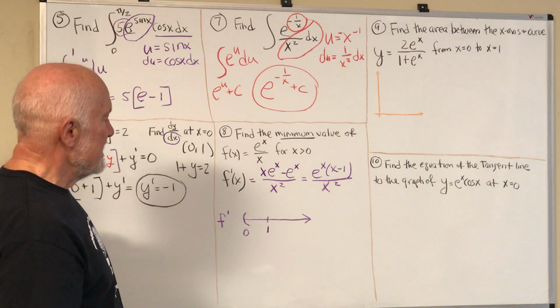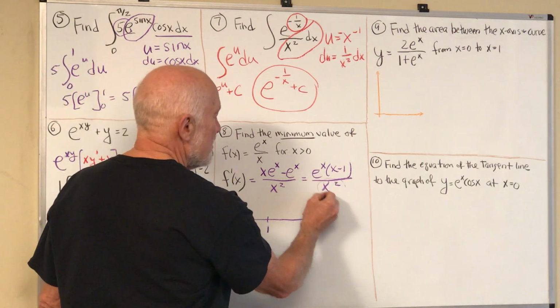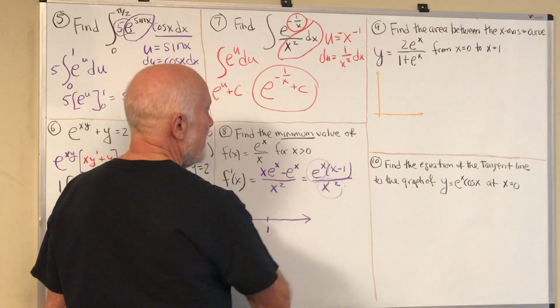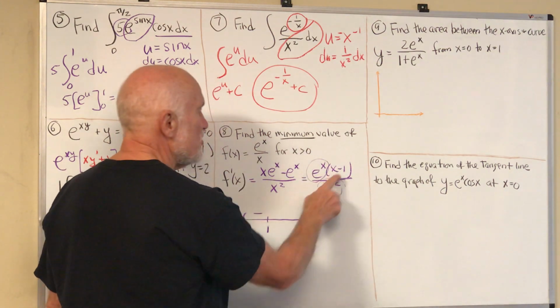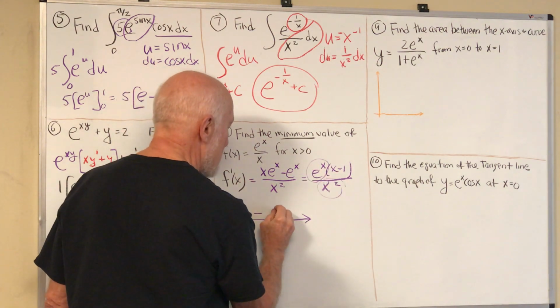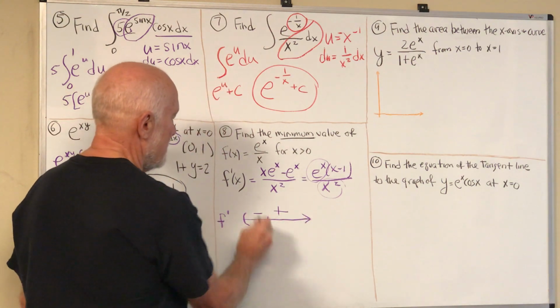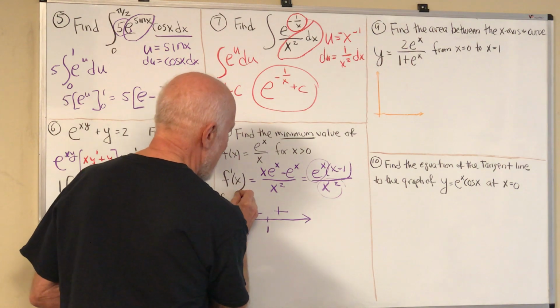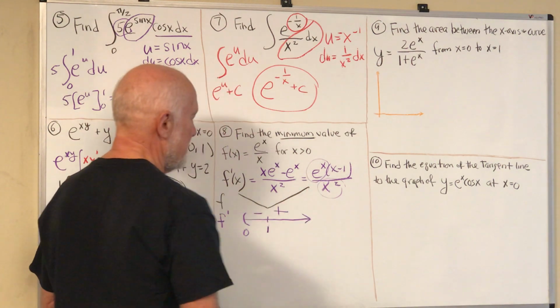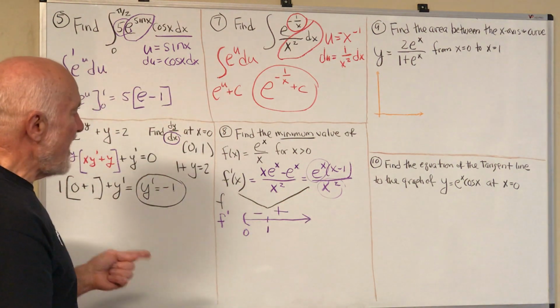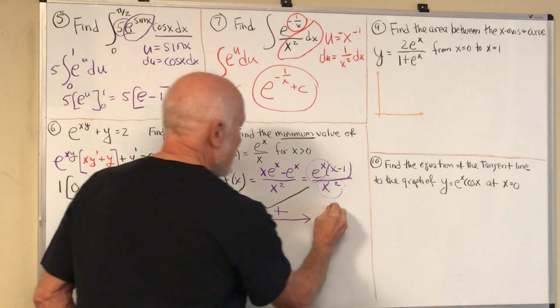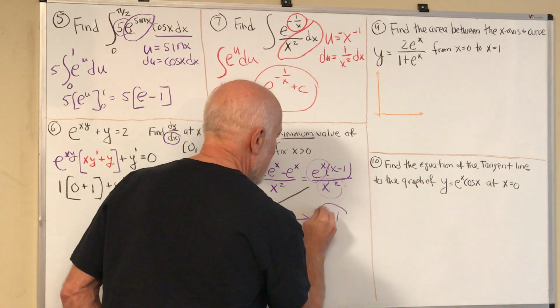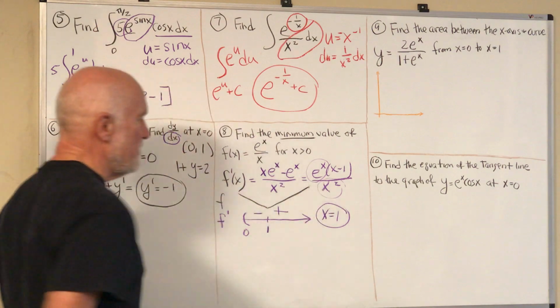And if I take, knowing that this is positive and this is positive, I know it's going to be negative until you get to x equals 1, and then it's going to be positive. So if you look at it, the function itself goes down, and then it goes up. So the minimum value is going to be at x equals 1. We can see right from there.